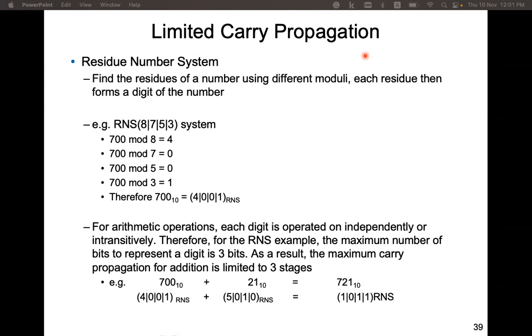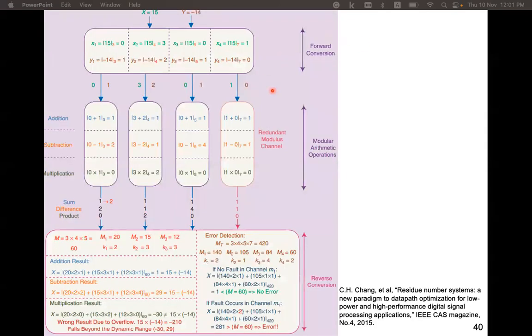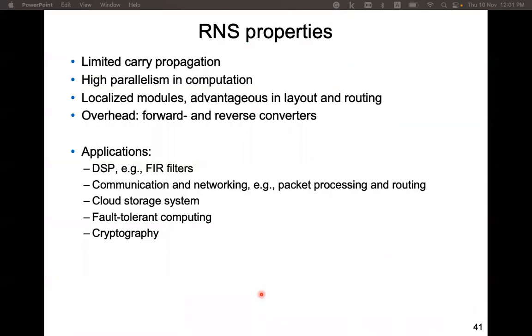So this is about addition. And for others, say multiplication, signed, unsigned, you can refer to this article, and it won't be covered in this course. I'm just showing you a reference to a more informative article. There is another number system that can be used to avoid the carry propagation.